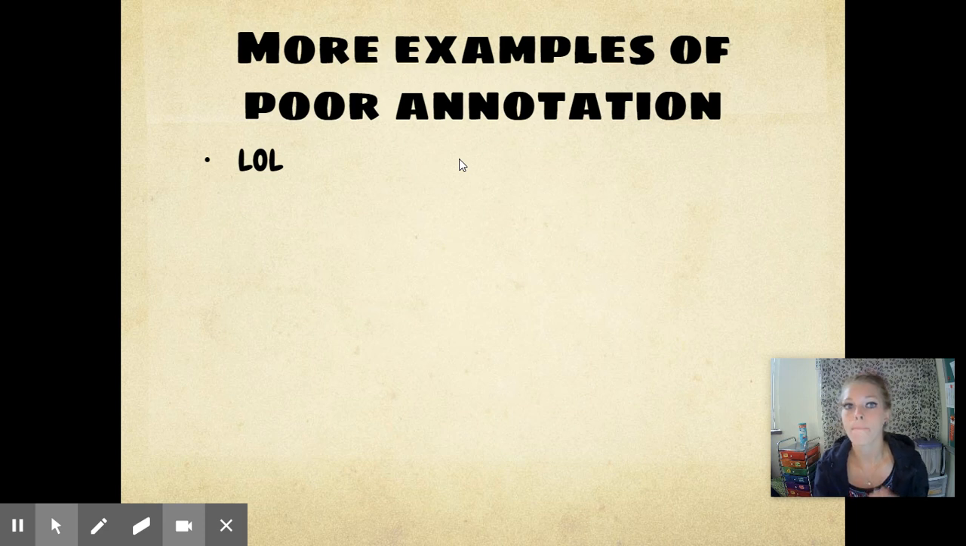Now, when I say make an annotation, I'm going to have you write down a symbol and then write down an explanation with it. So they go hand in hand, a symbol with an explanation, and I'll explain that in a little bit.